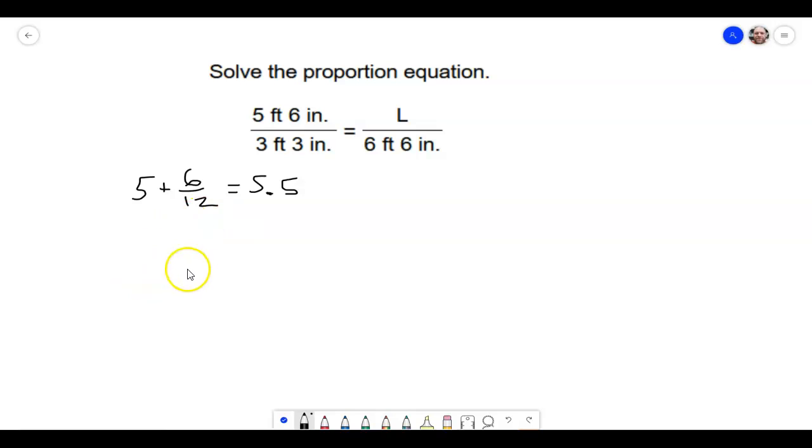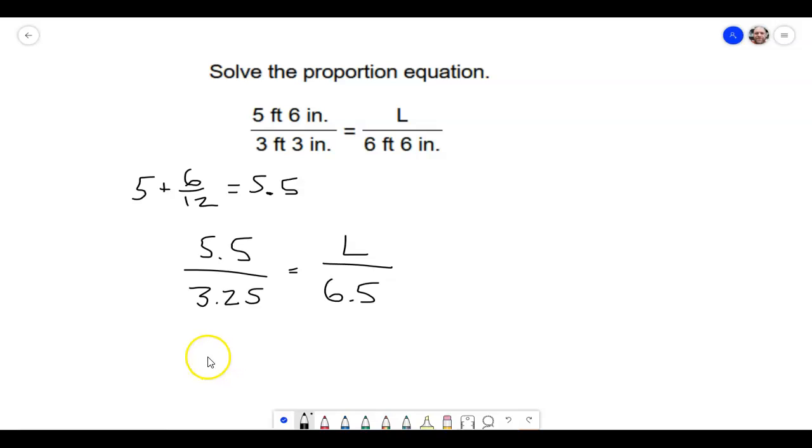So I'm just going to rewrite this, and I'm going to write each one of these as a decimal. So this is 5.5 up here, and 3 plus 3 over 12. If you do the same thing, you're going to get 3.25. And that's equal to L over, and do the same thing with that, and you're going to get 6.5. And then you're just going to cross multiply and divide. So we're going to get 3.25 times L is equal to 5.5 times 6.5.